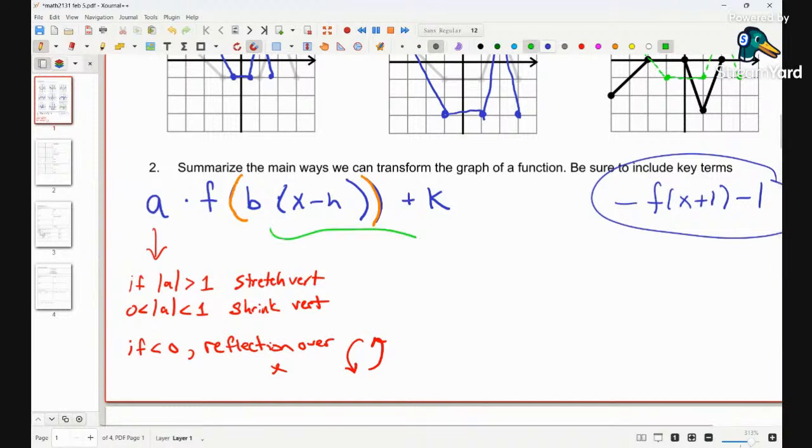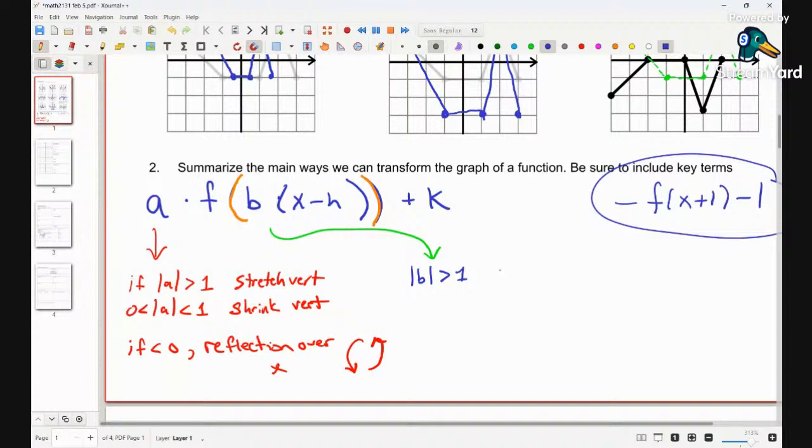B, almost the same argument. I'm not going to use that green because it's not elegant. I'll go blue. If it's greater than 1, it's a horizontal shrink, by its reciprocal value. Just flip the number. If it's a number between 0 and 1, then it's a horizontal stretch by its reciprocal. That actually makes sense.